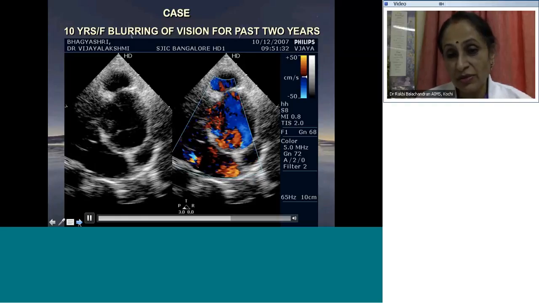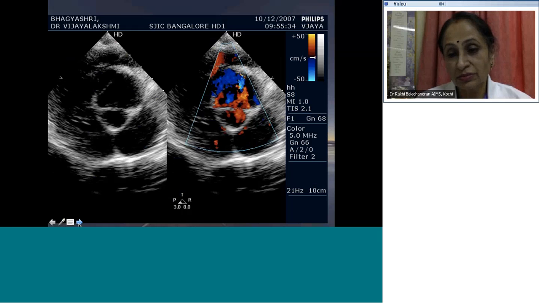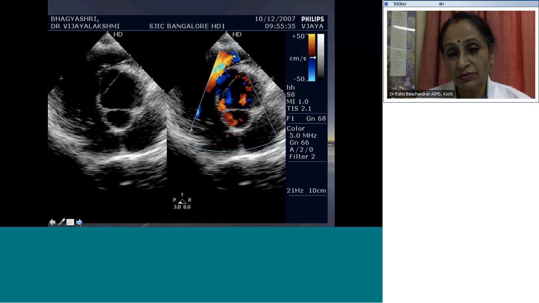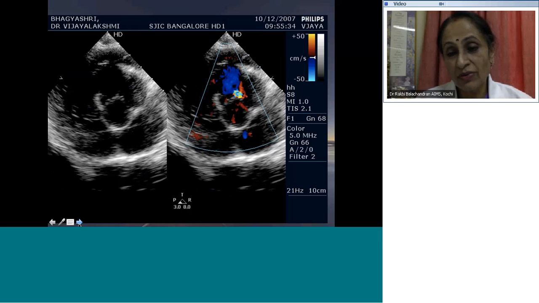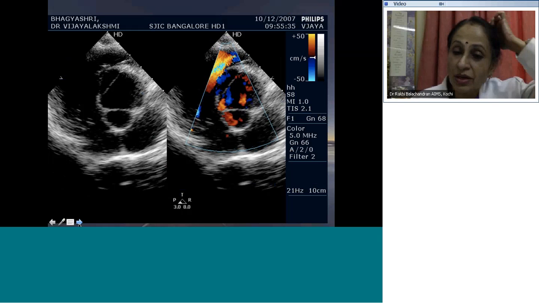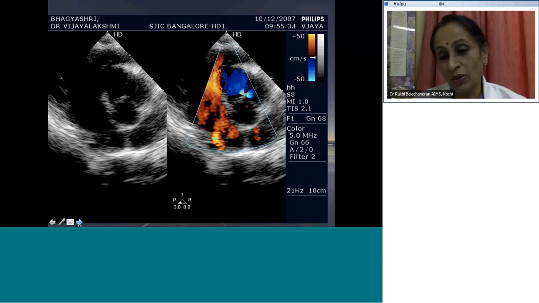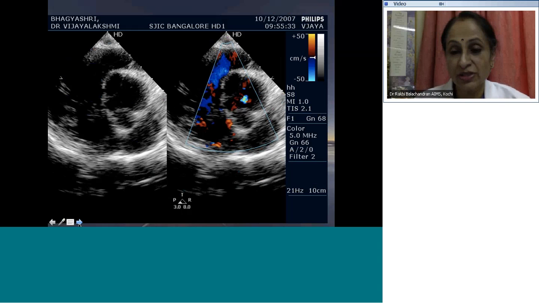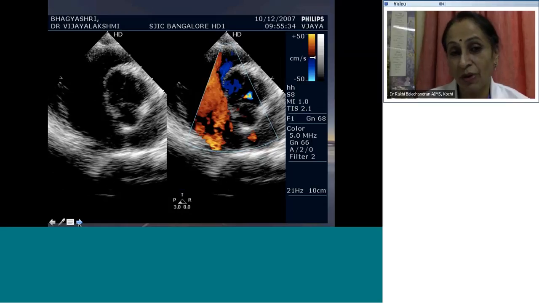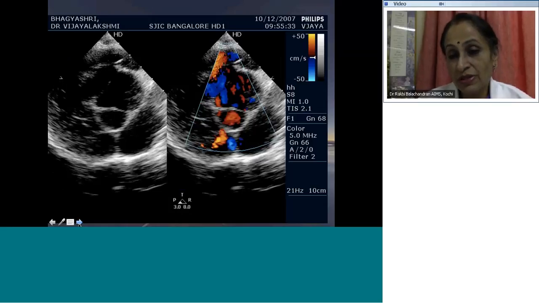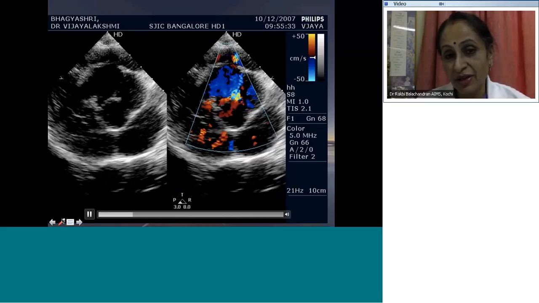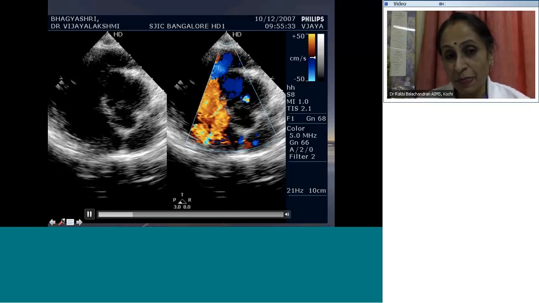This is the short axis. What do you see? You have given the diagnosis and the root dilatation is all right. Apart from that, what do you notice? Ascending aorta dilatation, that's fine. Anything else that you have to suspect and look for? Because this is a young child, you have to assess everything.